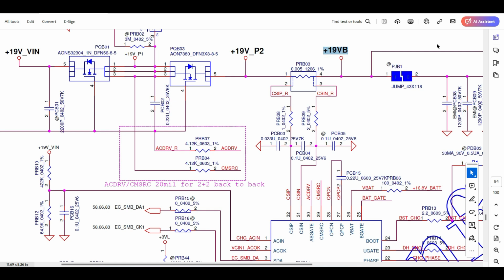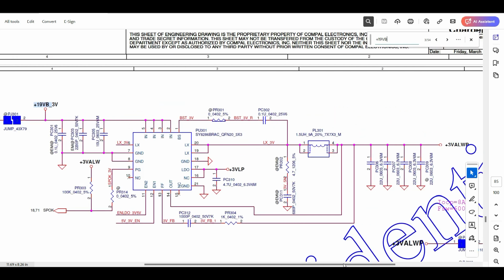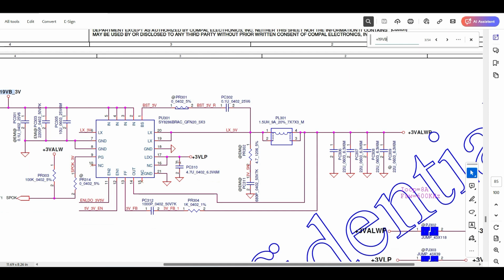So how I will check that, I will tell you. We need to find out this 19 VB. Now 19 VB came here, to this IC input, and immediately, what is this? This is the 3 volts always IC. What voltage will generate here? Immediately 3 volts VLP will generate. Once 19 volts is reduced, and also 5 volts, where is the LDO, and one more LDO, where is it? It is not given here. This is only 3 volts always.